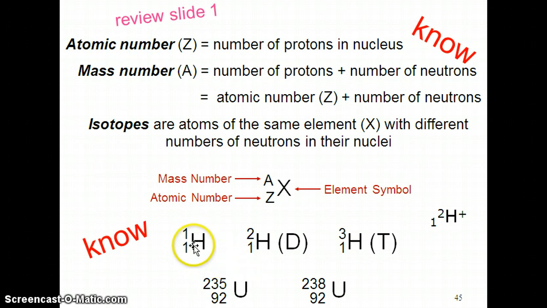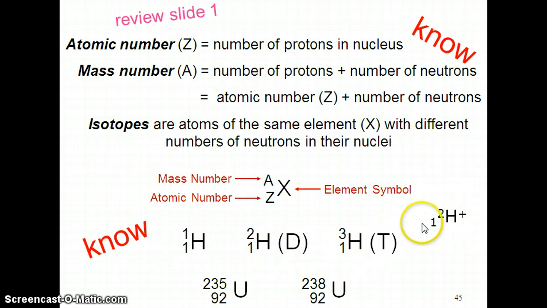We have the traditional one, or protium, which is the hydrogen that has 0 neutrons. We have deuterium, which is hydrogen that has 1 proton and 1 neutron. We have tritium, which is a hydrogen that has 1 proton and 2 neutrons. And again, all these hydrogens have 1 proton.